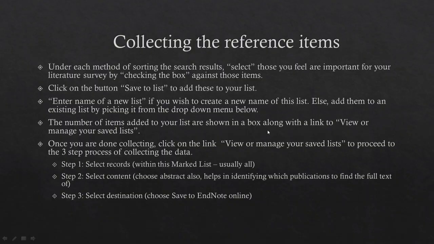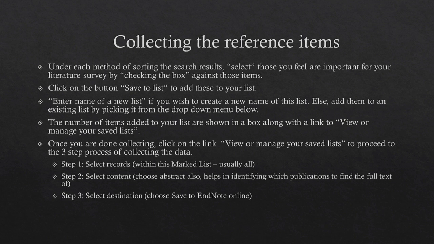And how do we then collect the reference items that we need from this list? What we need to do is, for each method of sorting the results, we should select those we feel are important for our literature survey by checking the box against those items. And then we can click on the button save to list to add these to our list. And then we can enter the list name of a new list if you want to create a new name for this list, or we can also add them to an existing list that we have created just now. And the number of items added to the list will be shown, and we must verify that against what we are searching.